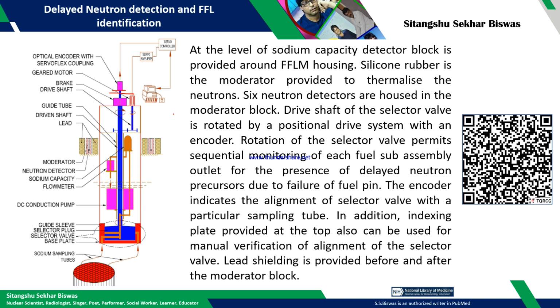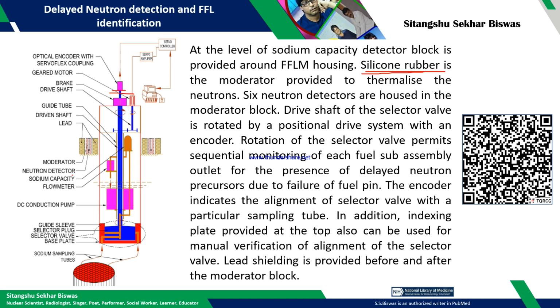and the sample has been taken. Okay, as I was telling, at the level of the sodium capacity, a detector block is provided around the failed fuel location module housing, and silicon rubber, basically dimethyl siloxane, a long chain, is used as moderator to thermalize the neutrons. In total six neutron detectors are there in the moderator block. So this is a very simple mechanism.